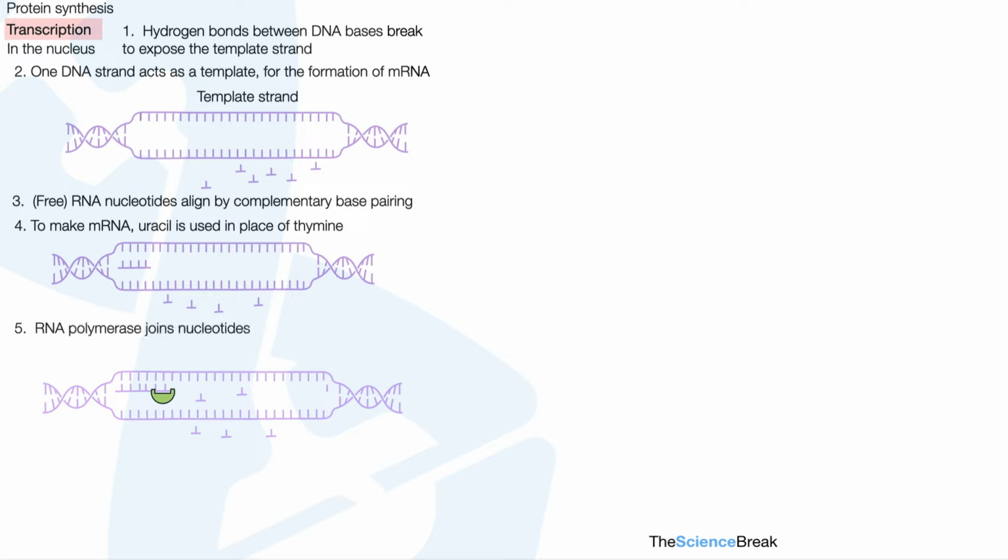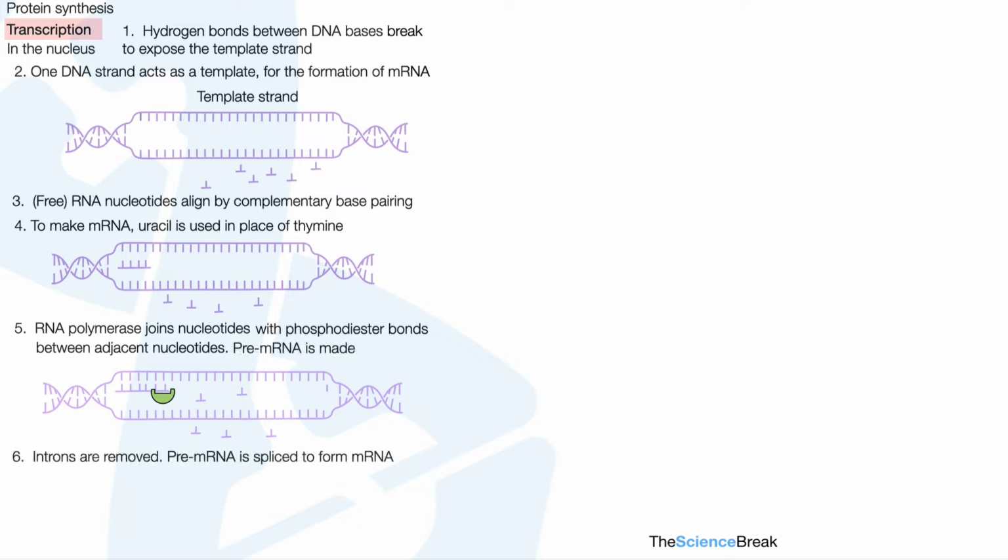RNA polymerase joins nucleotides with phosphodiester bonds between adjacent nucleotides. Pre-mRNA is made. Introns are removed. Pre-mRNA is spliced to form mRNA. So there's our pre-mRNA, we have splicing, and then we have our mRNA. mRNA exits the nucleus via a nuclear pore.